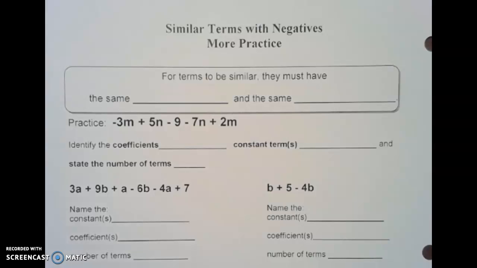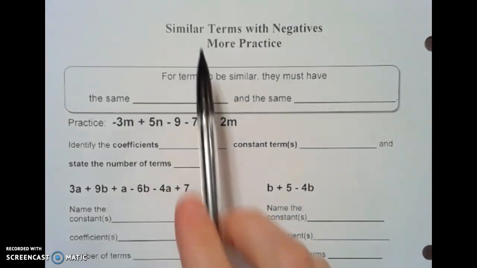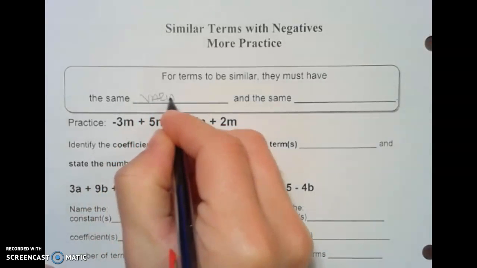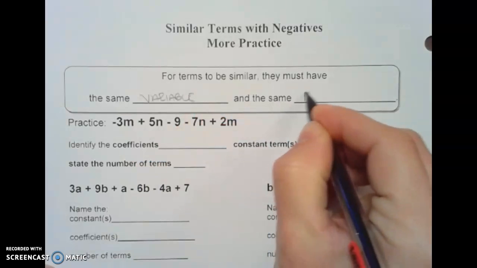In the next section, we're going to incorporate some negatives into our similar terms. Okay, and remember, for terms to be similar, they need to have the same variable, and they need to have the same exponent.